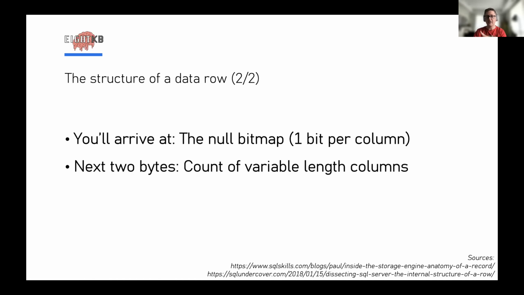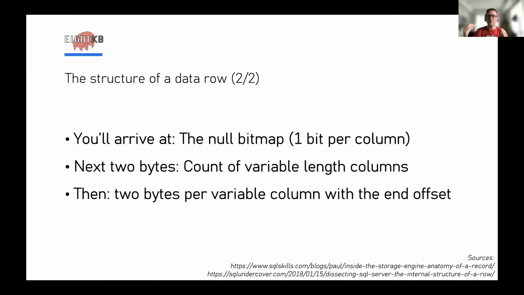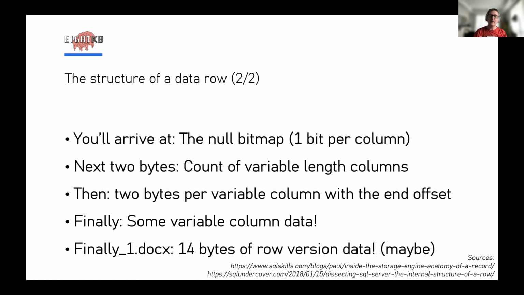The next 2 bytes after the null bitmap are the count of the variable length columns, and then 2 bytes per variable column with the end offset. We know when we stop looking at the column, and we can subtract everything out. Finally, we'll get some variable column data, and then finally, there will be 14 bytes of row version data, maybe, if that's what's in the header.